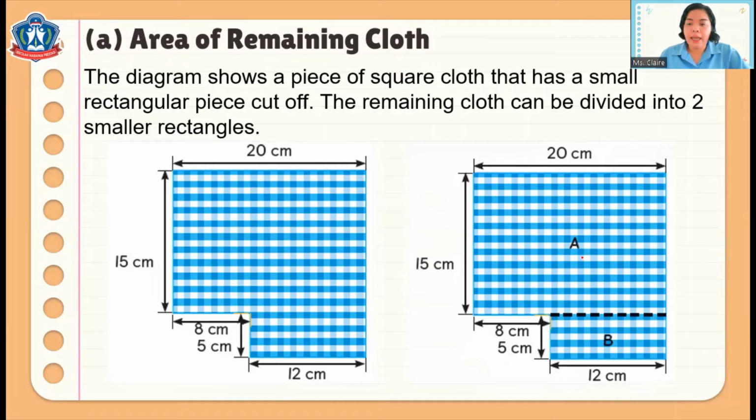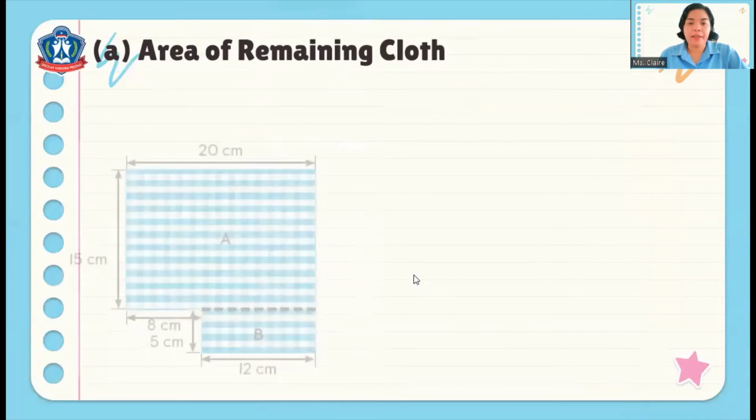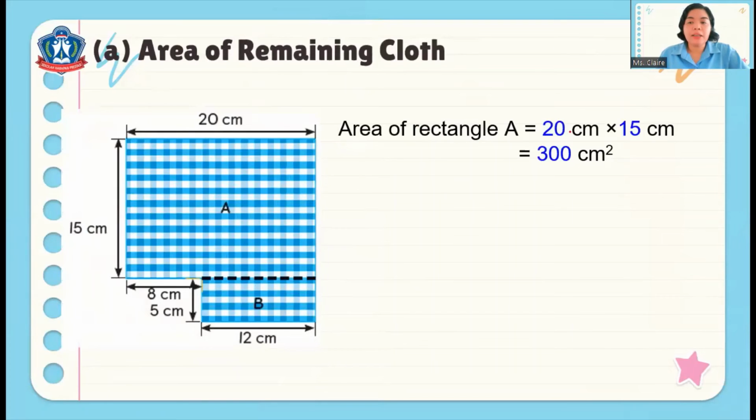So we have the rectangle A, the dimensions are 20 and 15. And the other one is the rectangle B, the dimensions are 12 and this one is 5 centimeters here. So we can find the area of these two. We will find the area of rectangle A and the area of rectangle B. After that, we will add the areas. So area of rectangle A is 20 centimeters times 15 centimeters. So that is 300 square centimeters.